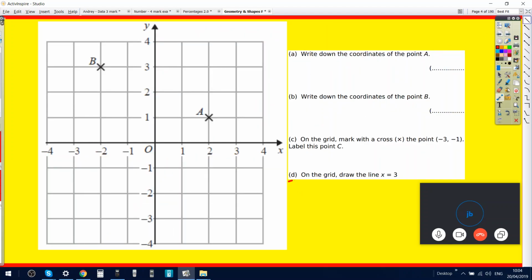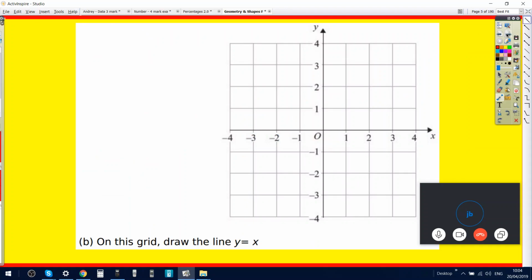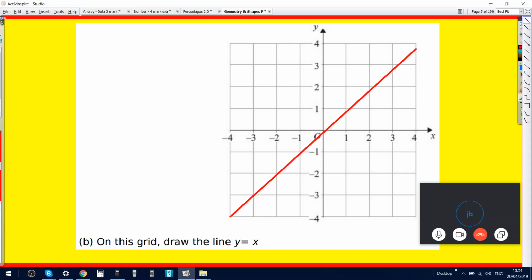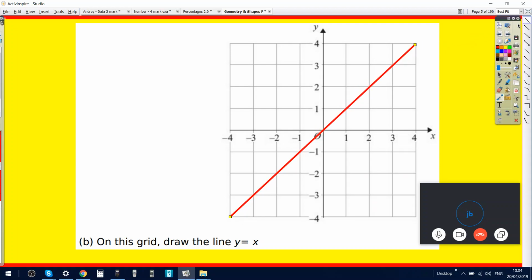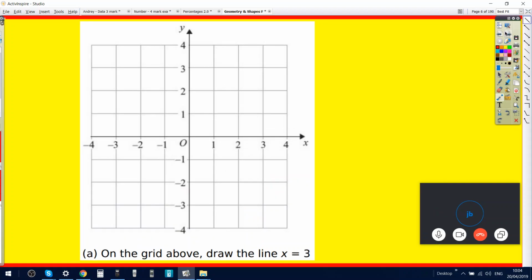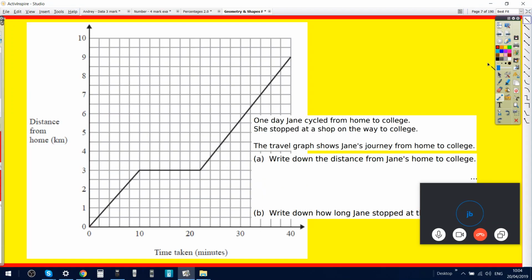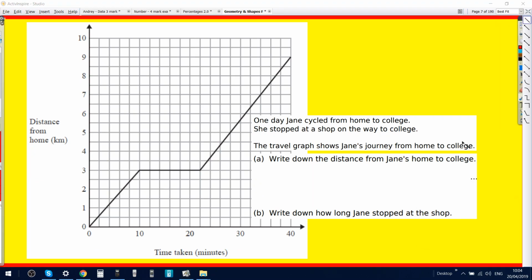How would you do part D? So draw a line across, no, not across, along 3. Yeah. And the x3, yeah. Yeah, going up. This one? Is that a diagonal line? Yeah. That's fine. Okay, how about this one?